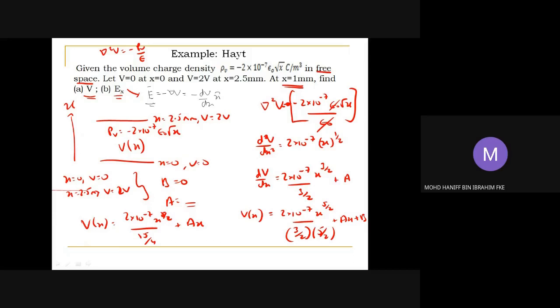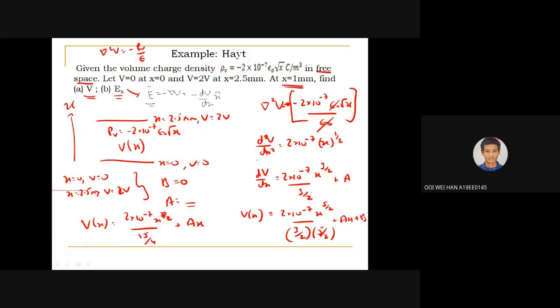Okay, so I think it's quite straightforward. The difference between this example and the previous one is the existence of the rho V, the charge distribution, in which we need to adopt the Poisson equation in solving for the V. For the previous two examples, we just take that rho V is 0 because of the given problems. So we need to solve for the V according to the given area properties.